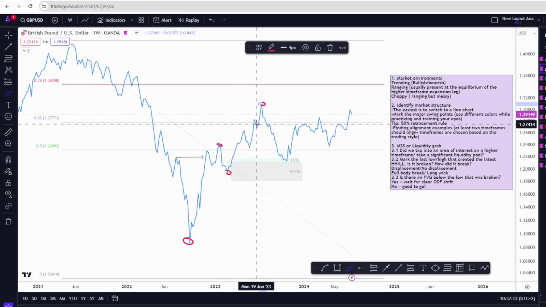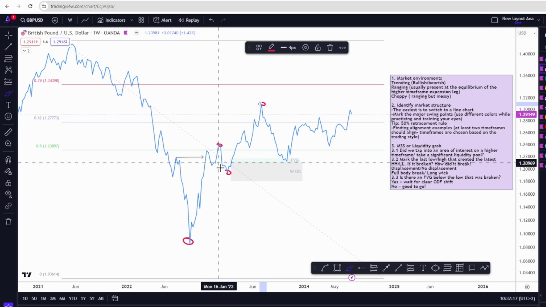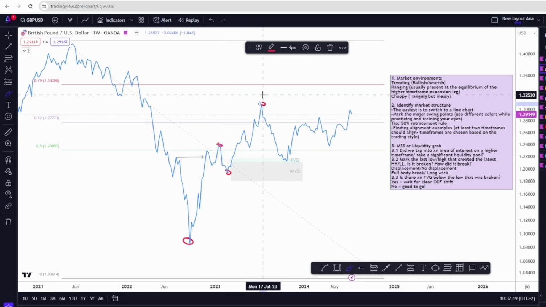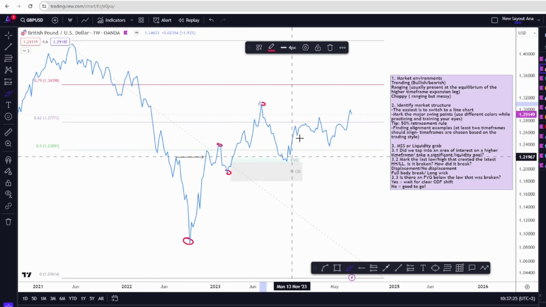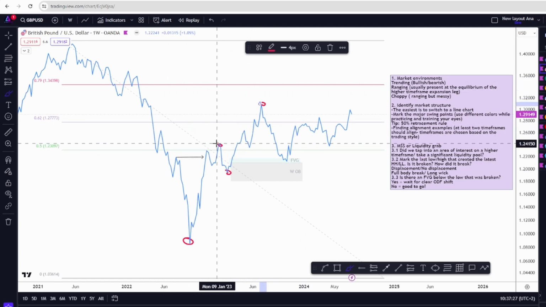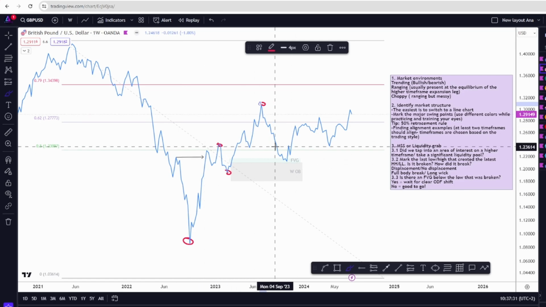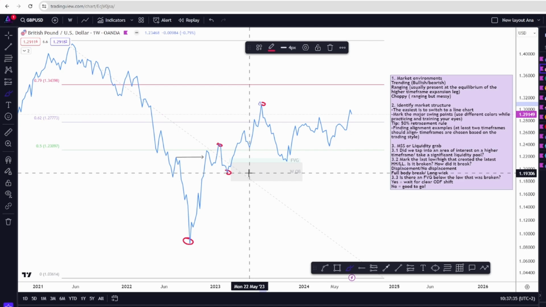this structure is internal structure, it's not external structure. And we want to identify the major swing points that are creating the external structure. This is still valid for lower time frames. So you can do the same thing on different time frames. I'm just giving an example on the weekly chart, but you can do the same practice on the lower time frames as well, depending on your trading style, whether you're a swing trader, scalper, or day trader.